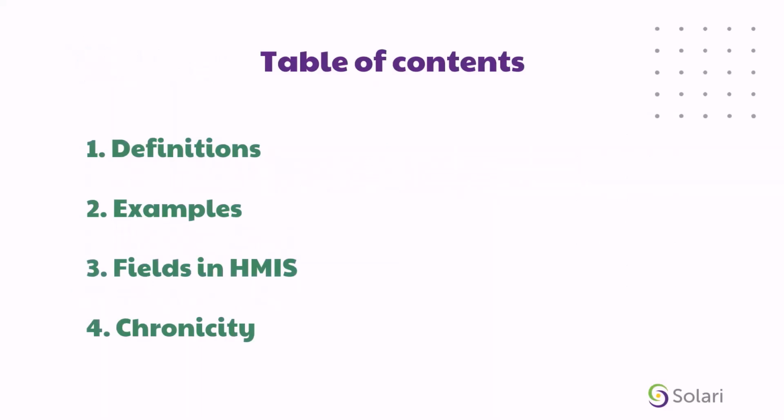After that, we'll look at some examples of homelessness history. Then, we'll focus in on the fields that we see in HMIS and how they relate to the client's homelessness history. And finally, we'll briefly define chronicity or chronic homelessness.